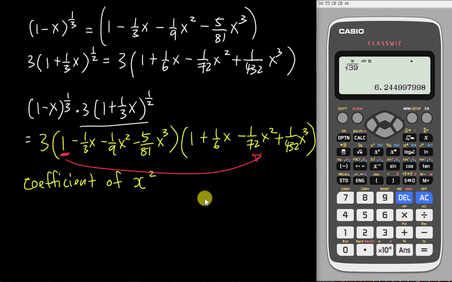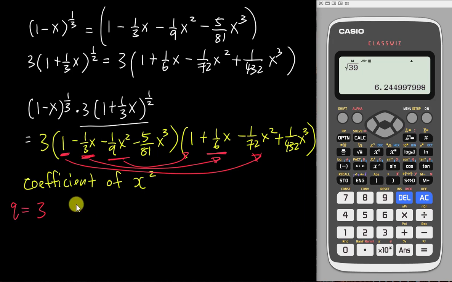And then my 1 over 3x needs to multiply with 1 over 6x in order to get x squared, isn't it? And then my negative 1 over 9x squared can only multiply the 1 in order to get x squared, isn't it? And all the terms I keep on need to multiply the 3 as well. So, okay, let's start with the first term first. So I can leave the 3 outside, and I can multiply at the end, it doesn't matter.